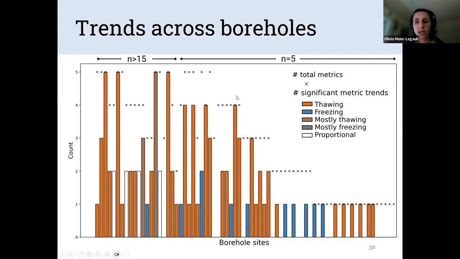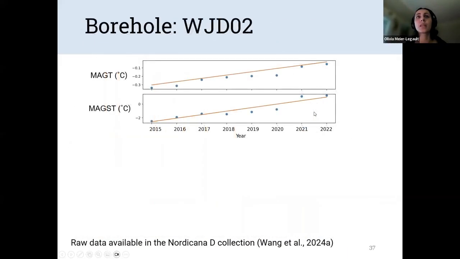I want to now focus on one individual site that has shown multiple significant trends across the different metrics, and where all of these trends indicate thawing permafrost or permafrost degradation. And so this site is named WJD02. And I'll first talk you through the metric results before telling you a little bit more about the site.